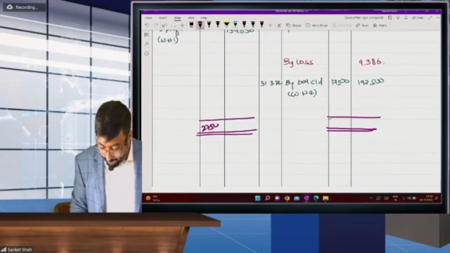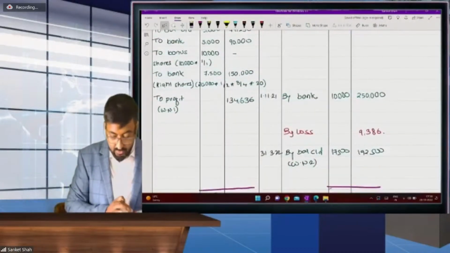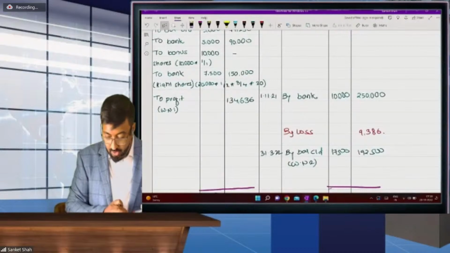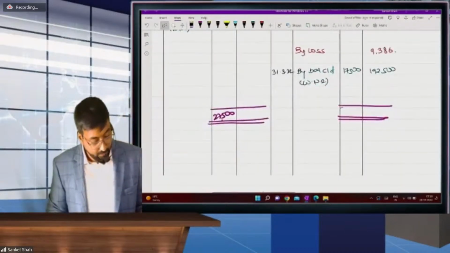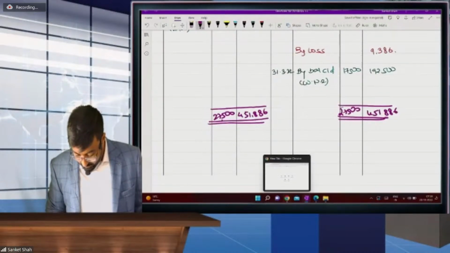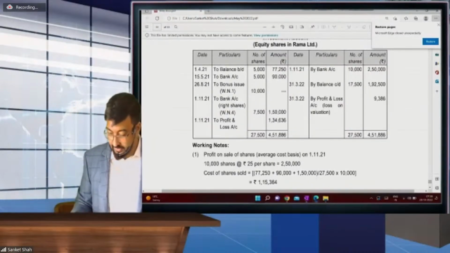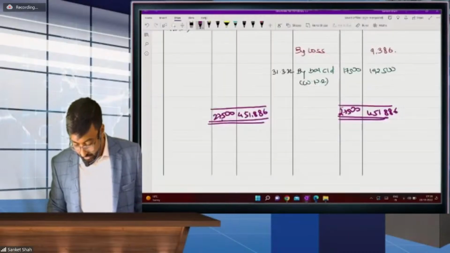27,500. Then total is 77,250 plus 90,000 plus 1,50,000 plus 134,636, 451,886. Yes, I'm getting the same answer, 451,886.